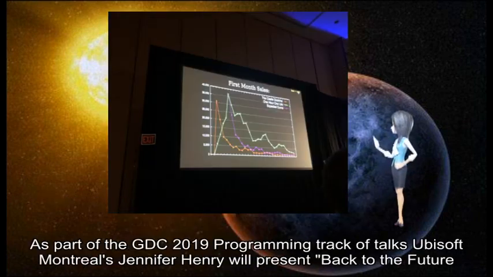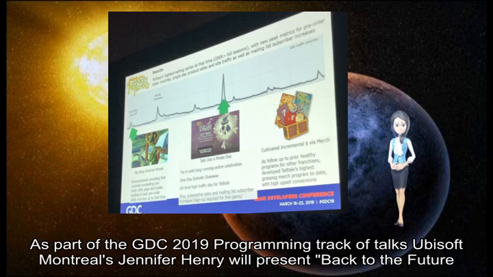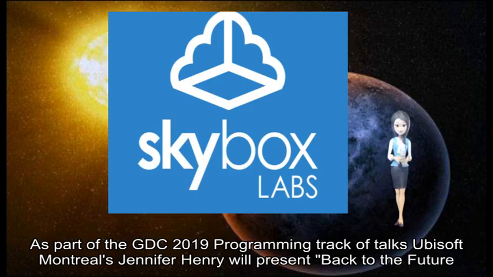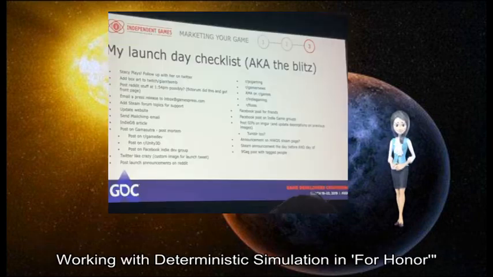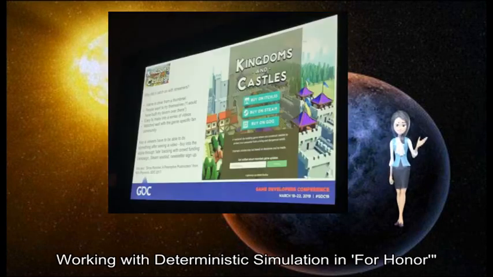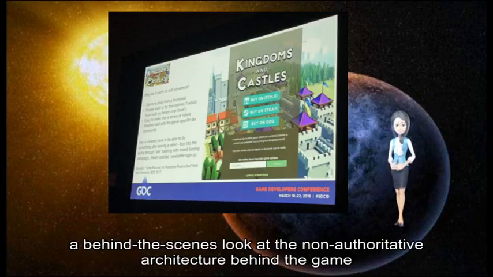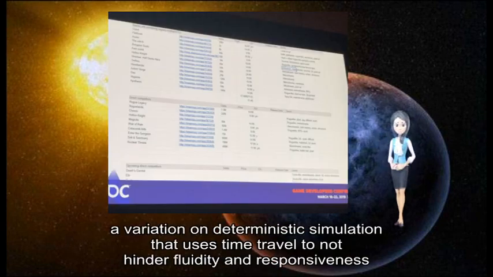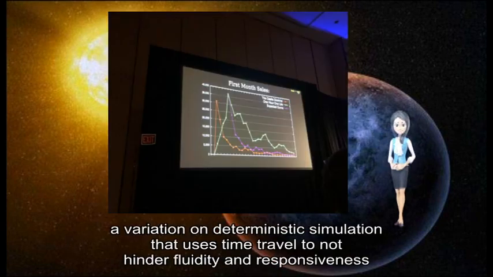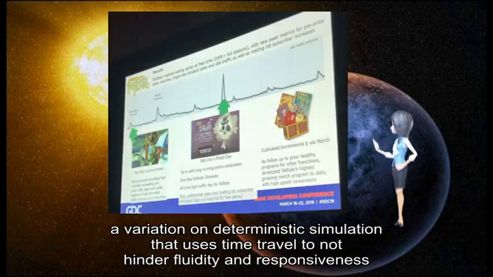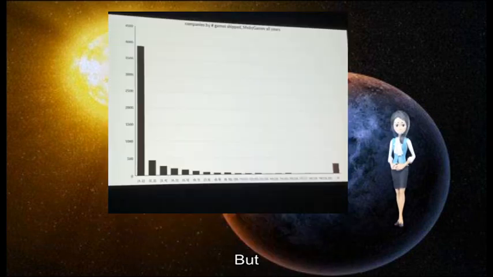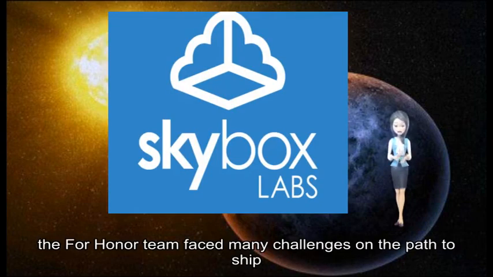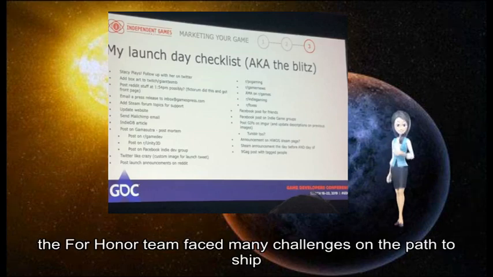As part of the GDC 2019 programming track, in a talk by Ubisoft Montreal, Jennifer Henry will present Back to the Future: Working with Deterministic Simulation in For Honor, a behind-the-scenes look at the authoritative architecture behind the game, a variation on deterministic simulation that uses time travel to not hinder fluidity and responsiveness. But as with every team that commits to this approach, the For Honor team faced many challenges on the path to ship.